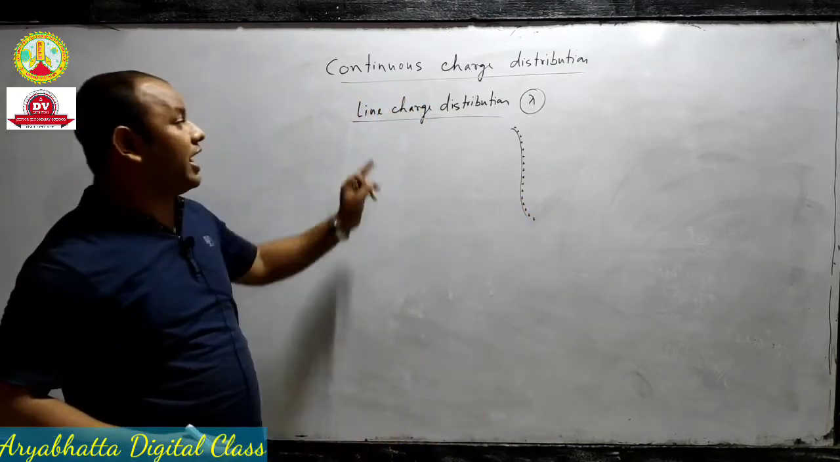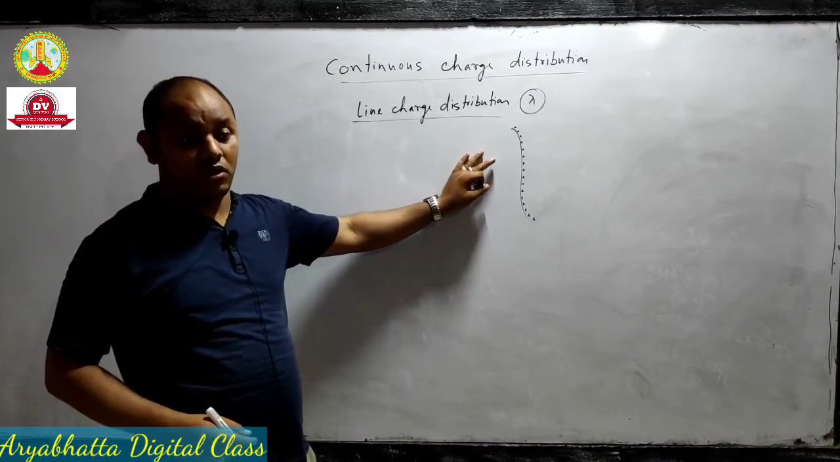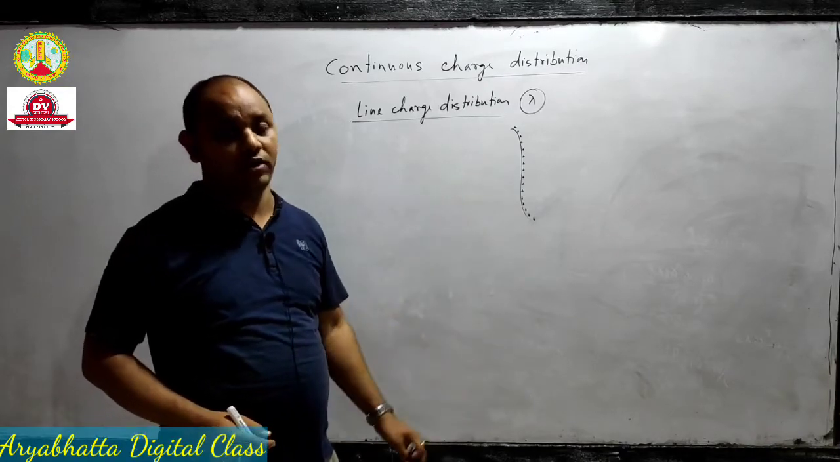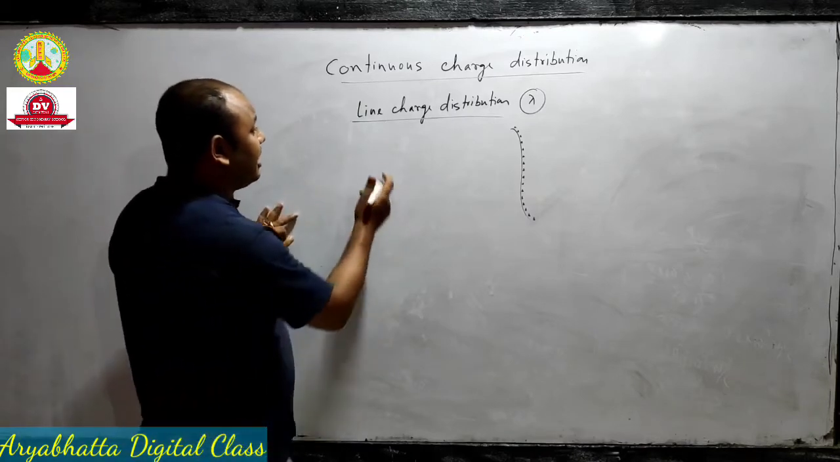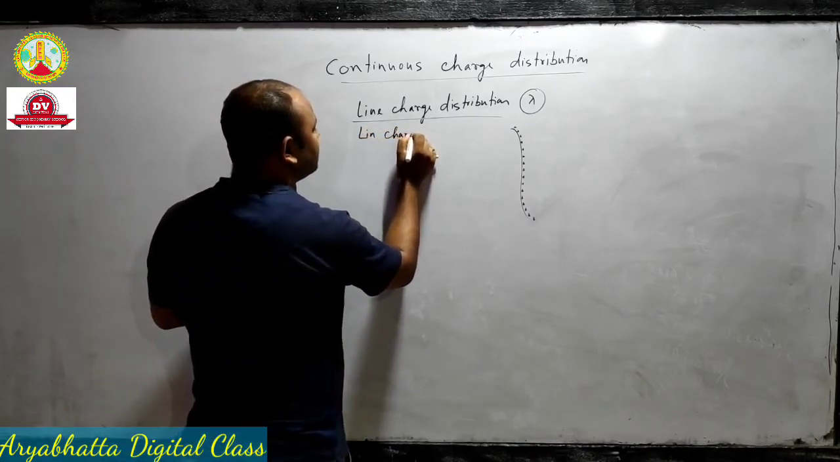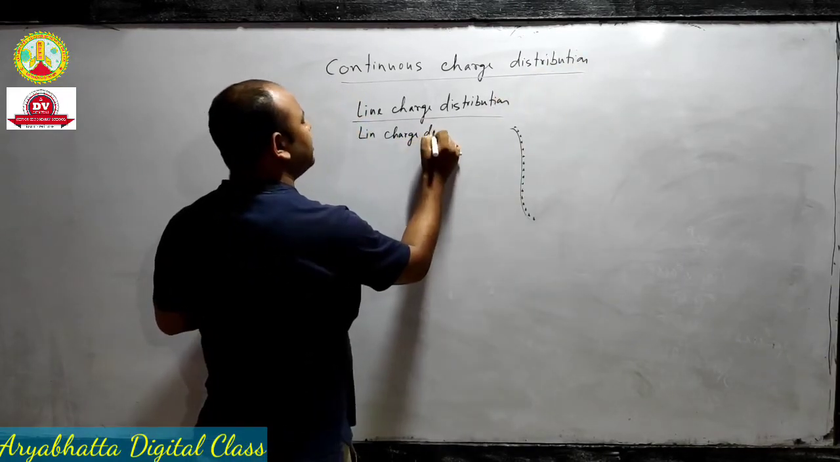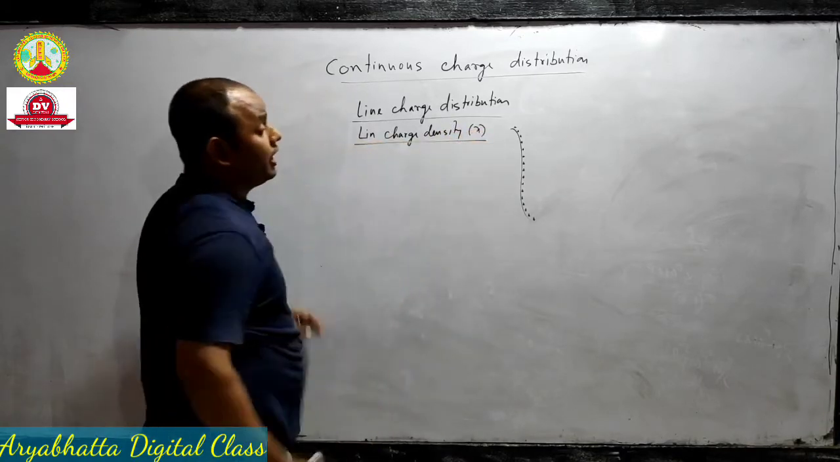That means the line charge distribution means the charges are distributed on a line or on a conducting wire. Then there is another term, line charge density. Line charge density is denoted by lambda.